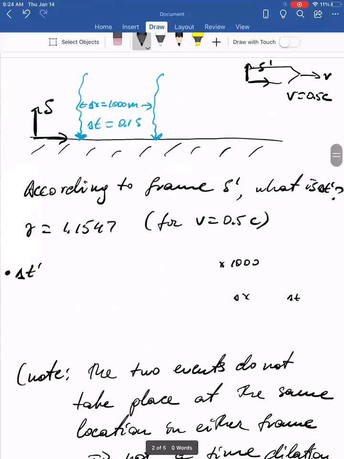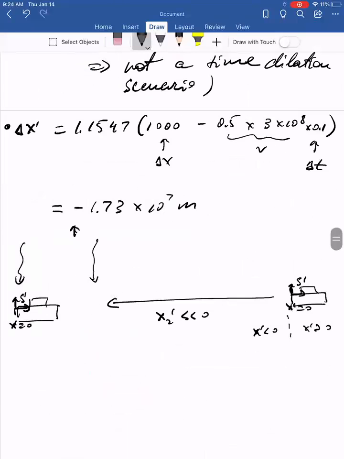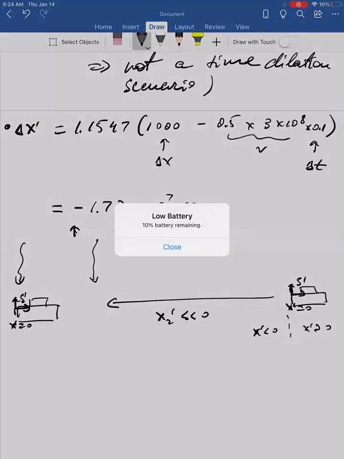So the negativity of this, and the fact that it's so large, is a trivial effect. It's not special relativity. It's just the fact that it's a moving coordinate system relative to the ground, and the coordinate system has moved really far. Okay.